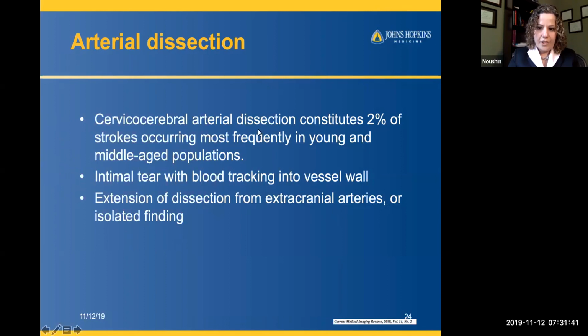Cervicocerebral arterial dissection constitutes about 2% of strokes. It happens most commonly in the young and middle-aged population. The mechanism of arterial dissection, similar to aortic dissection, is when you have an intimal tear with blood tracking into the vessel wall. And then you can have extension of dissection from extracranial arteries to the intracranial arteries, or you can actually have only isolated intracranial artery dissection.